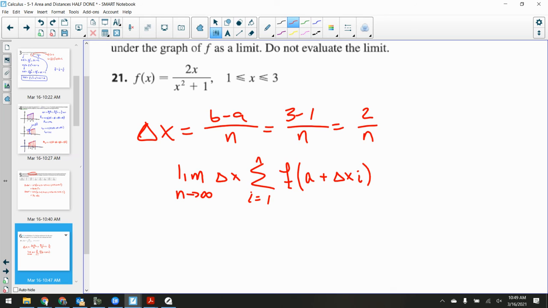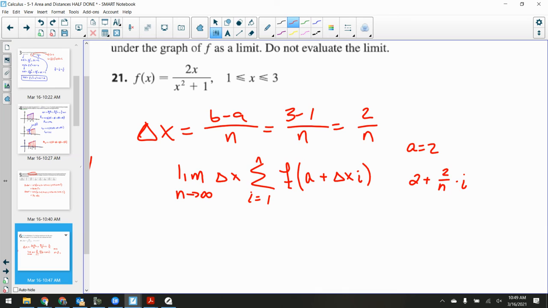When I graph it out from 1 to 3, I can figure out what those x coordinates are and just plug them in. Really it's your starting value plus delta x, your change in x, times i, the number of the strip that you're taking. So let's figure this out. A plus delta x i. We know that a is 2, so this is 2 plus delta x, which is 2 over n, times i.